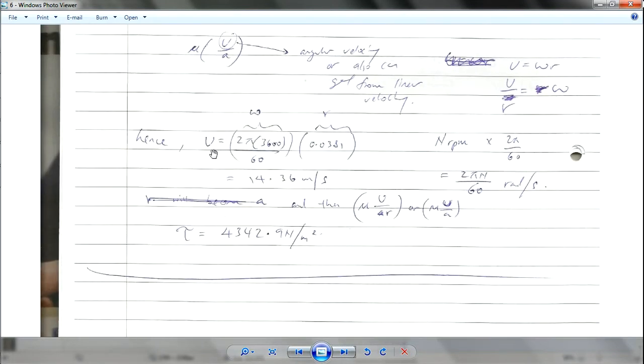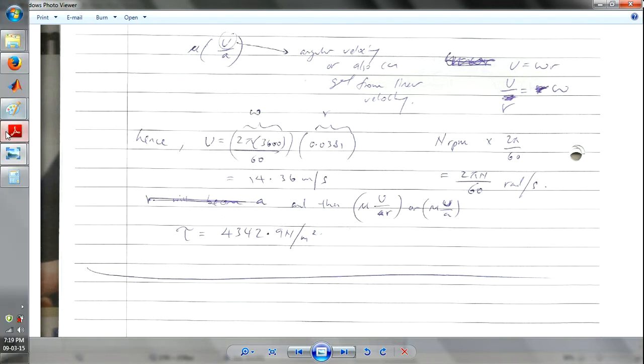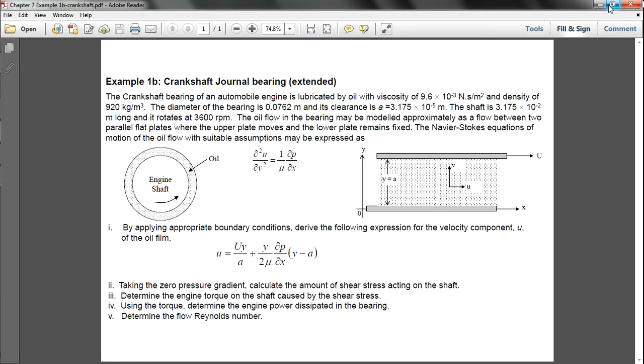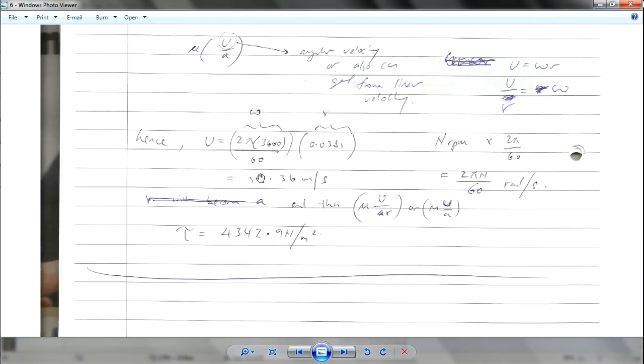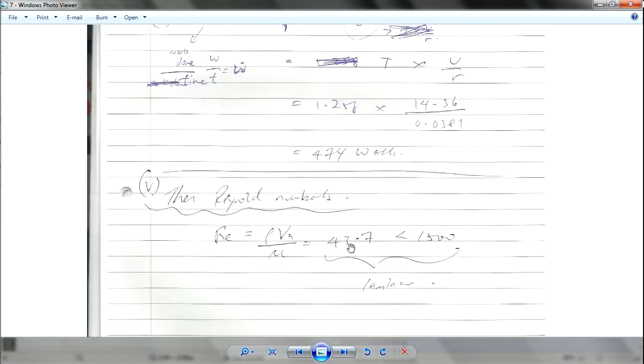Yeah, this is your linear velocity. Okay, and your angular velocity is some 3600, if you still remember how we derived. Okay, so this is your linear velocity. So we have 14.36. So this is where I have the value.